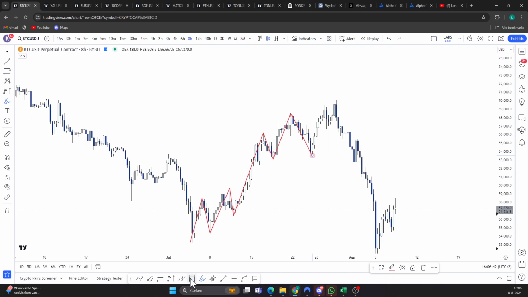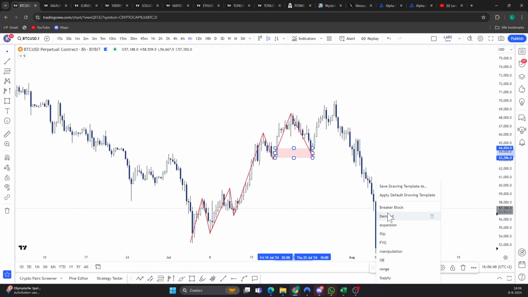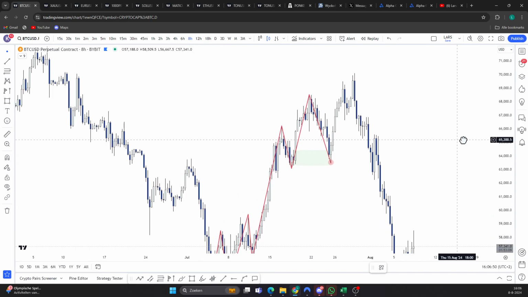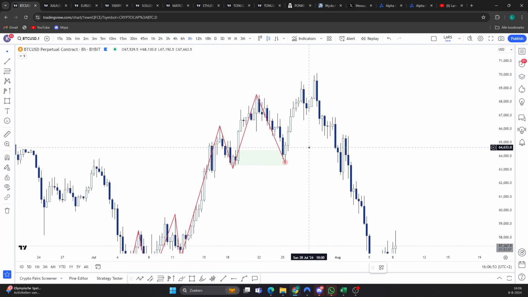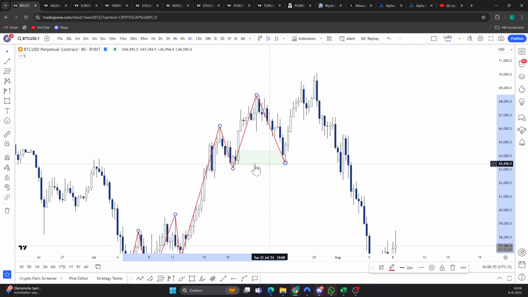Price comes to an area of support. We had this nice little demand zone here, okay? Comes to an area of support. What do you think is going to happen? Obviously, expectational order flow at this time would be a higher low for a higher high. That will be your expectation until proven otherwise.